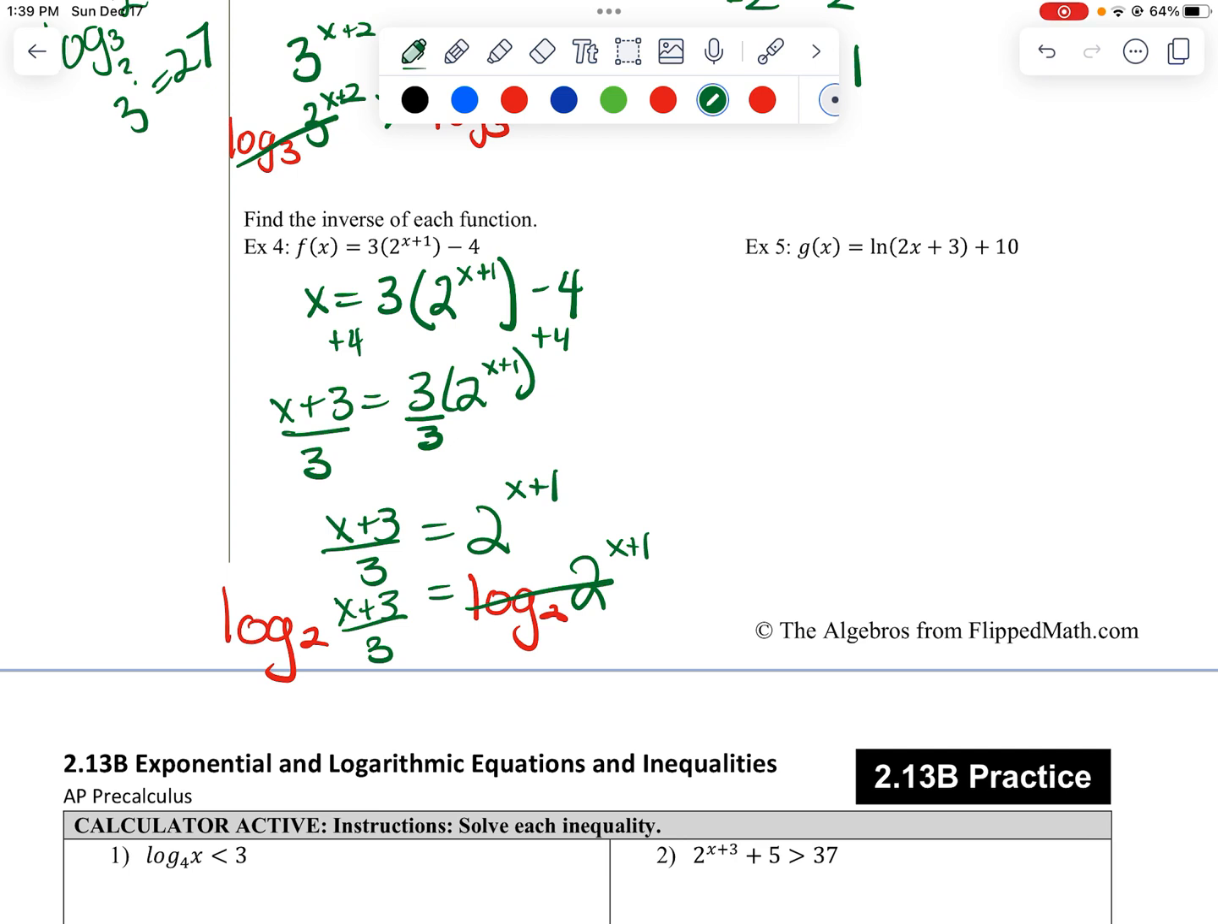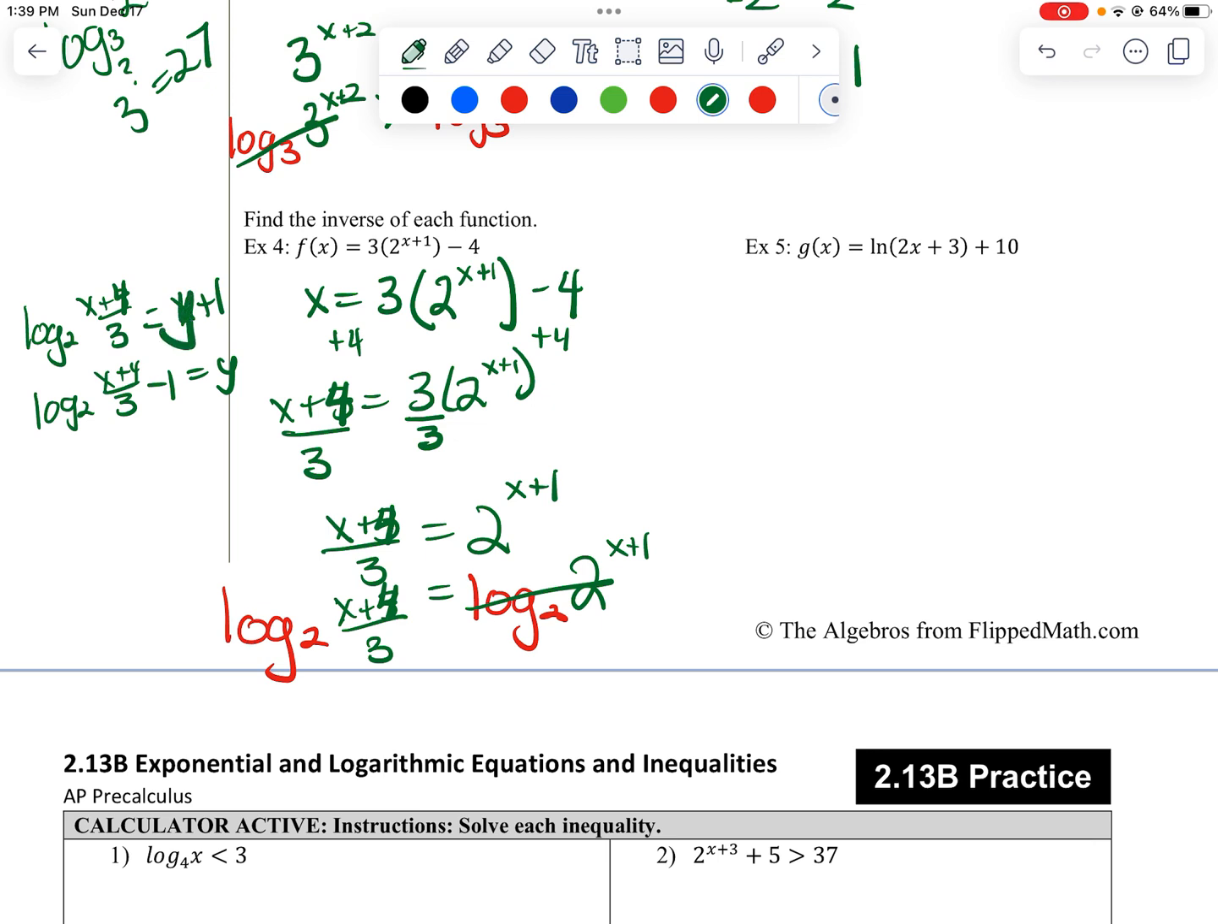So that side's gone. So now we have, I'll write it over here. Sorry, we're running out of room. Actually this is x plus 4. Sorry, you guys, I don't know why I switched that. Log base 2 of x plus 4 over 3 equals just our exponent, x plus 1. And then we just need to subtract 1. So log base 2 of x plus 4 over 3 minus 1 equals y.